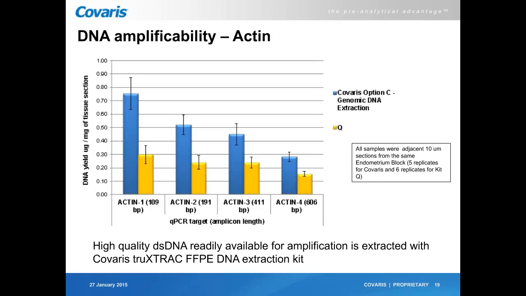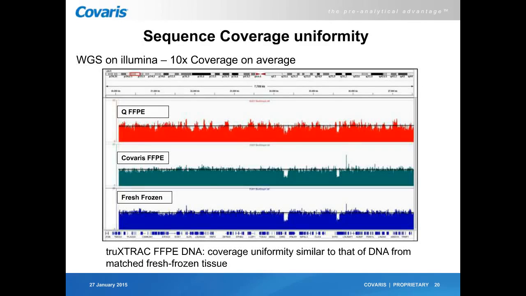So based on this data, we then carried out a whole genome sequencing experiment. And so you can see some results here. So how did we design the experiment? From the same tissue, we had fresh frozen and a matched FFPE block. So we extracted the DNA from the fresh frozen tissue. We also extracted the DNA from the FFPE block with 2 methods, either Covaris or another standard method. Then we built libraries and went to sequencing. So we chose a very low coverage, on average 10x, to really highlight the difference between the extraction techniques.